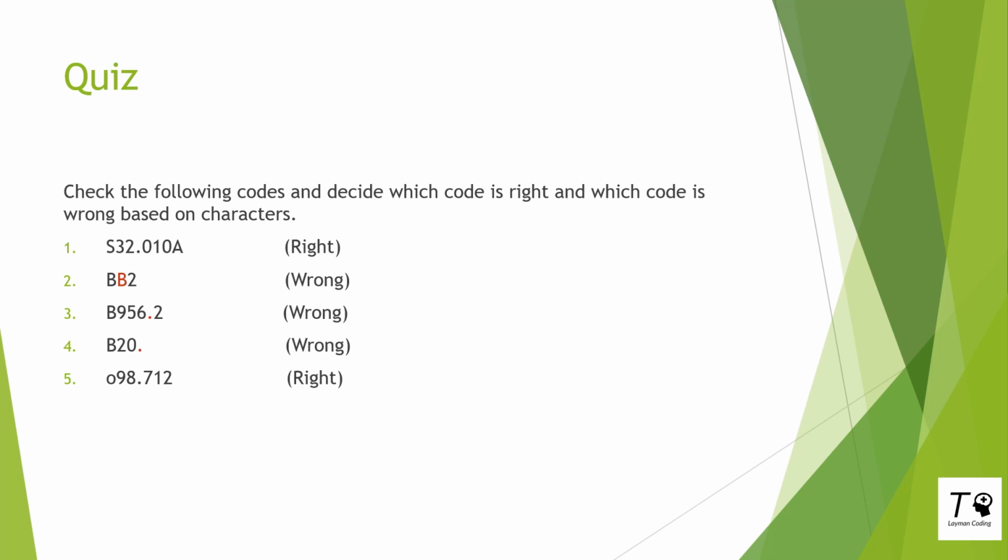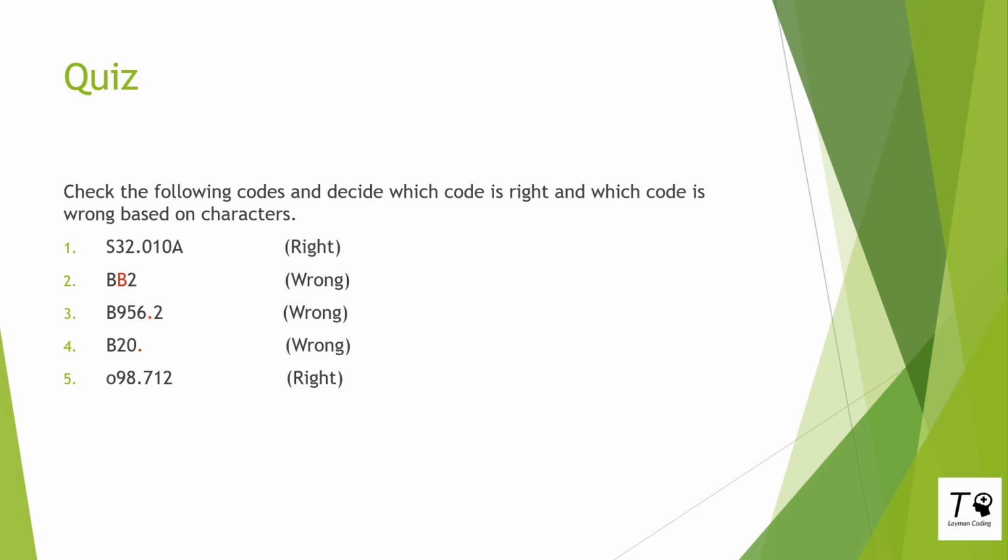Let's talk about the fourth question. Is this code B20 point correct? No. Why? Because after 3 characters there is no 4th character. So I should not place the point after 3 characters. So this is a wrong code. Let's talk about the fifth question. Is this code correct? Yes. How? See, the first character here is an alphabet. It's in lowercase. It's okay. The second character is a number, and the third to 7th characters are alphanumeric. And after 3 characters there is a dot. It means it's a right code.